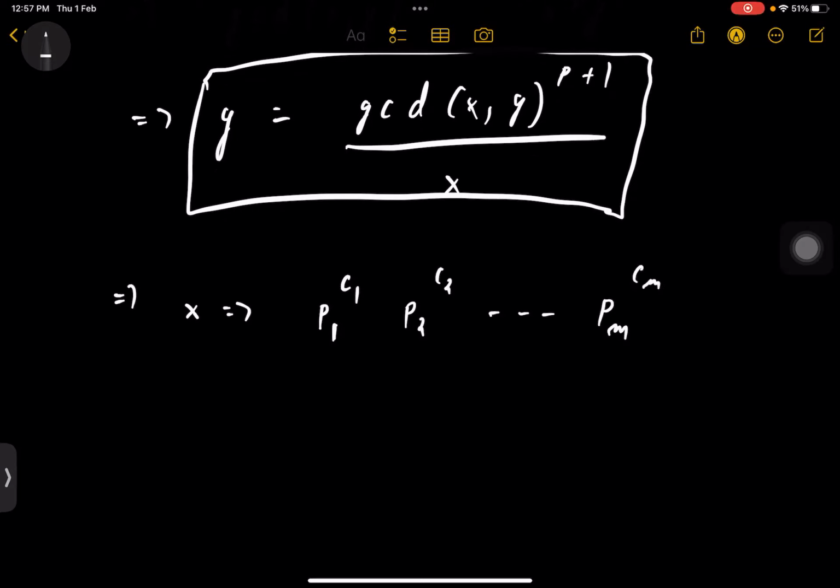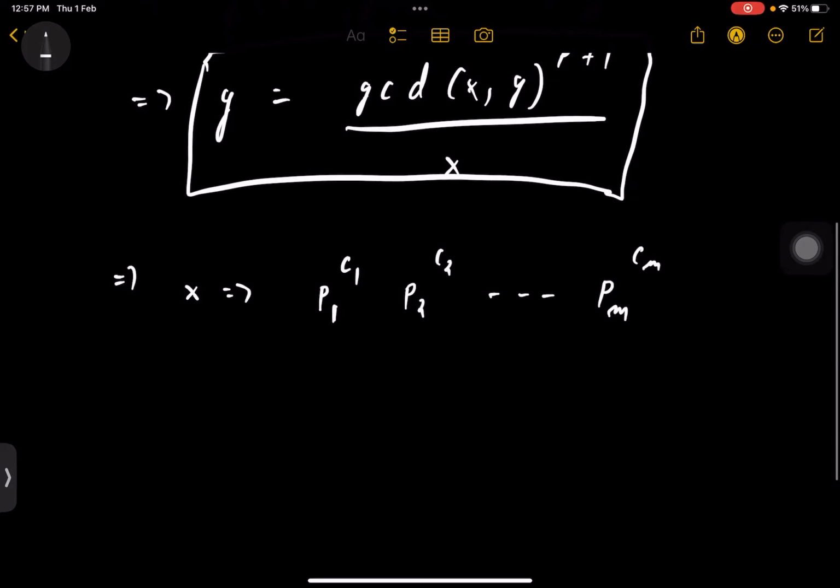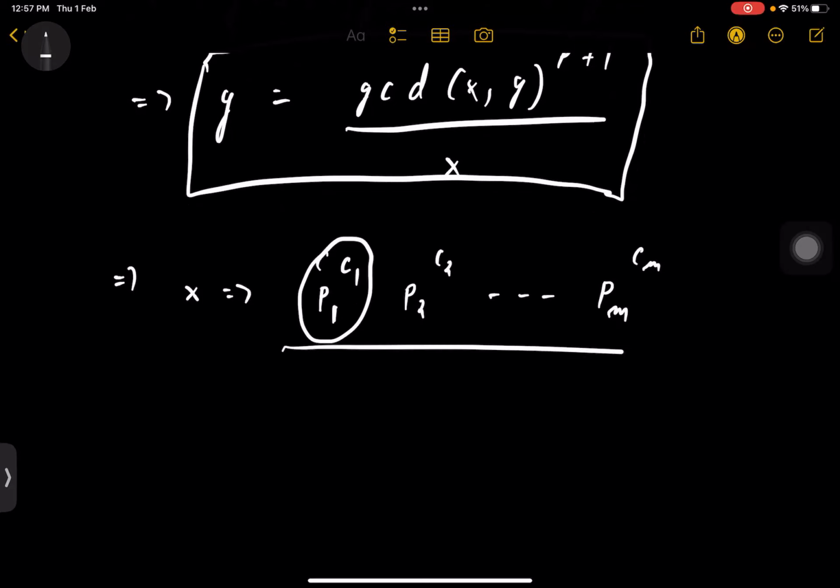Now let us only consider one particular prime factor. Why? Because in the GCD, we for sure know there won't exist any prime factor which is not in this set.